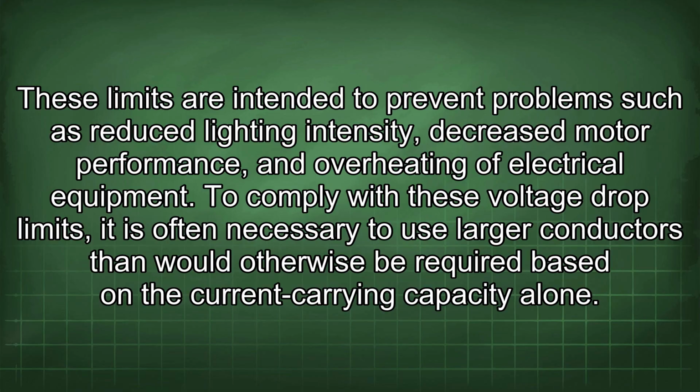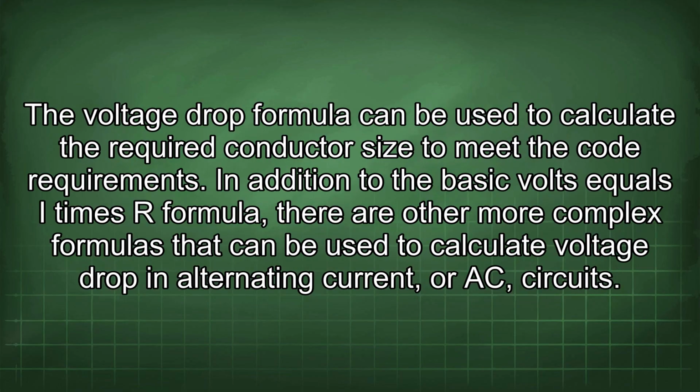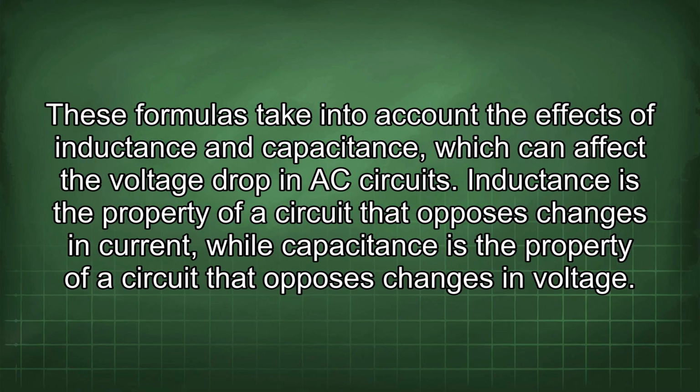To comply with these voltage drop limits, it is often necessary to use larger conductors than would otherwise be required based on the current carrying capacity alone. The voltage drop formula can be used to calculate the required conductor size to meet the code requirements. In addition to the basic volts equals I times R formula, there are other more complex formulas that can be used to calculate voltage drop in alternating current, or AC, circuits. These formulas take into account the effects of inductance and capacitance, which can affect the voltage drop in AC circuits.